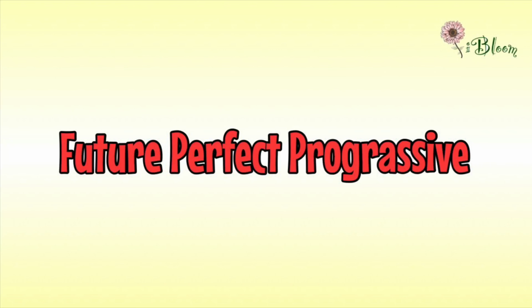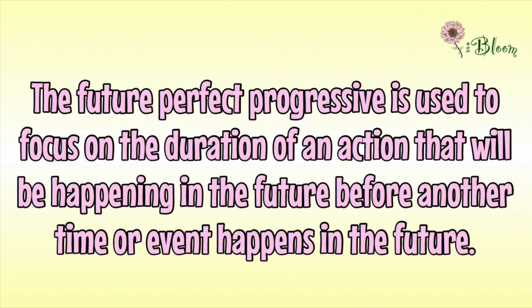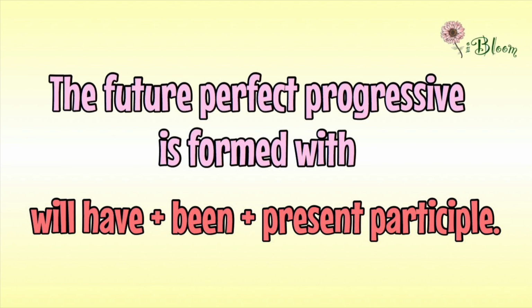Future perfect progressive. The future perfect progressive is used to focus on the duration of an action that will be happening in the future before another time or event happens in the future. The future perfect progressive is formed with will have plus been plus present participle.